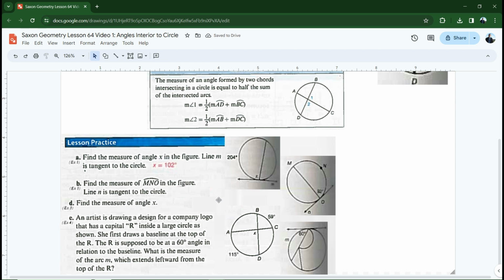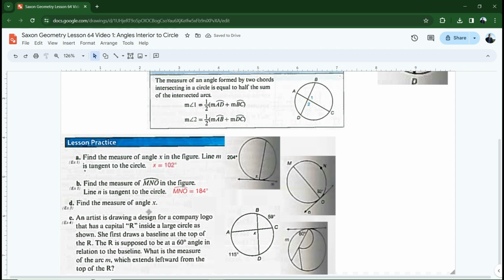All right, letter B. Find the measure of arc MNO in the figure. Line N is tangent to the circle. So here I have a tangent line. MNO subtends my angle, and my angle measure is 92 degrees. So what is the measure of the arc? Well, the measure of the arc would have to be double the angle, right? Because the measure of the angle is half the measure of the arc. So if I double 92, I should get the measure of MNO. Let's see, 92 times 2 is 184. Bingo, we got that one right.